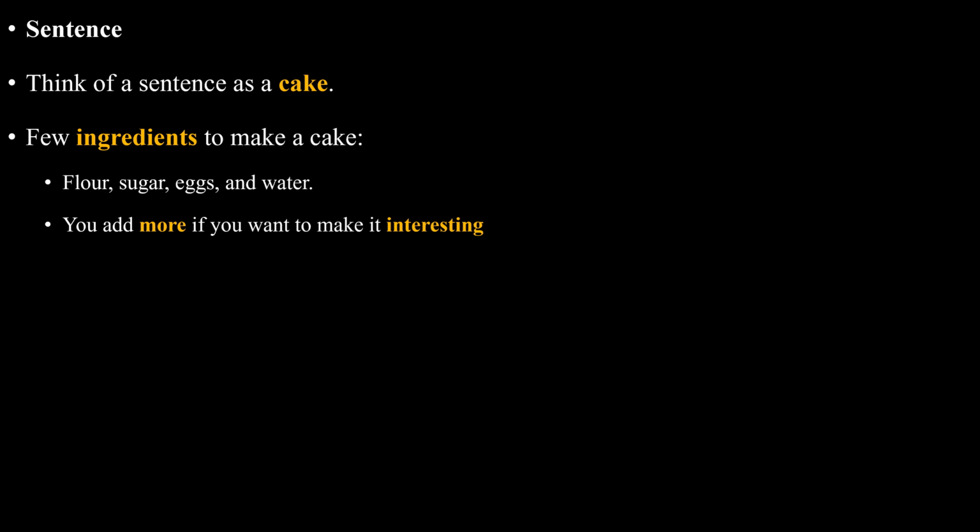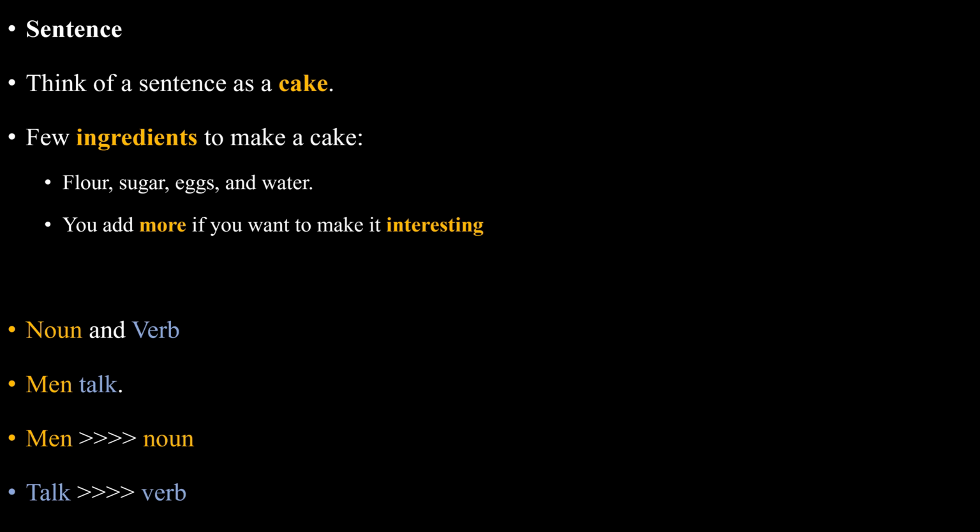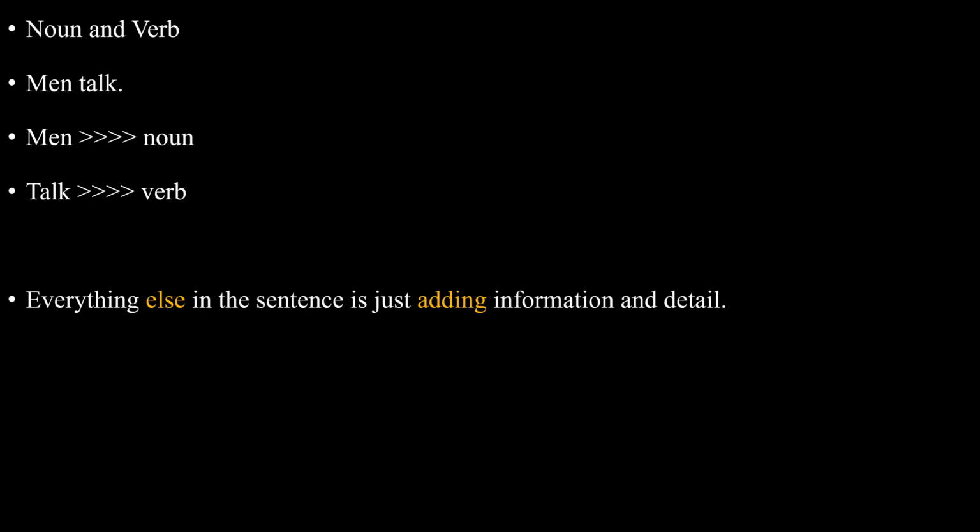Now, when you add more sorts of things to the cake to make it more interesting, you need to add more decorations, right? Same thing with the sentence. A sentence only needs two basic ingredients. You need a noun and a verb. For example here, men talk. So men is the noun and talk is the verb.